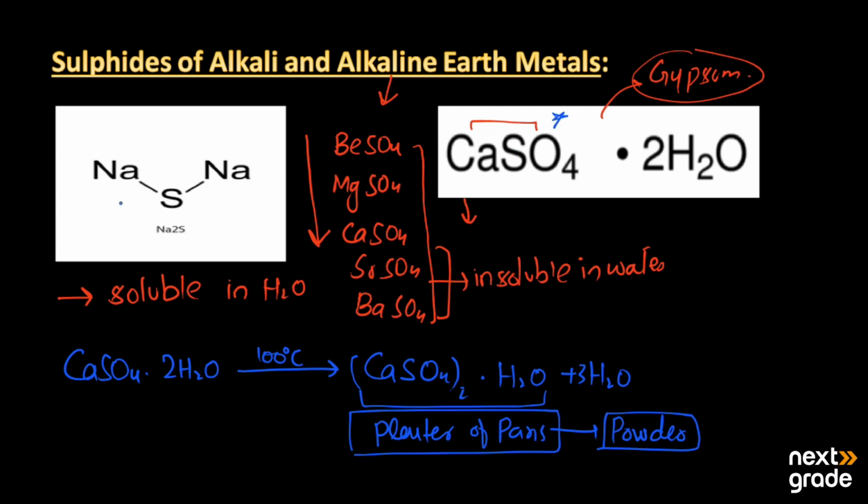So this is the sulfate of alkaline earth metals. Here we have the sulfur compound of alkali metals, which is sodium sulfide. It can be written as Na2S. Sodium sulfide is also soluble in water, and its solubility is also affected when we move from top to bottom in the group. So this was a simple overview of the nitrates and sulfates of the alkali and alkaline earth metals.